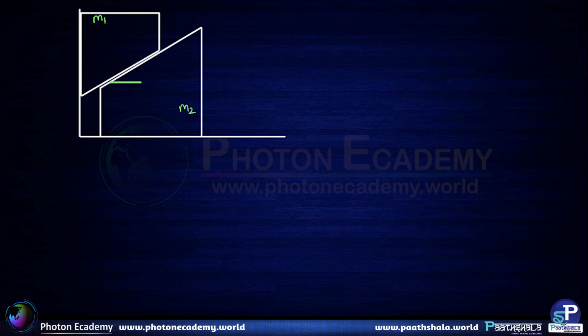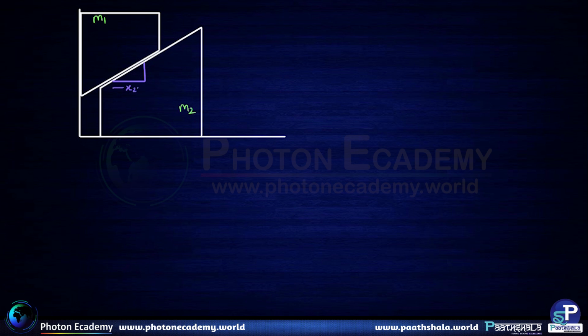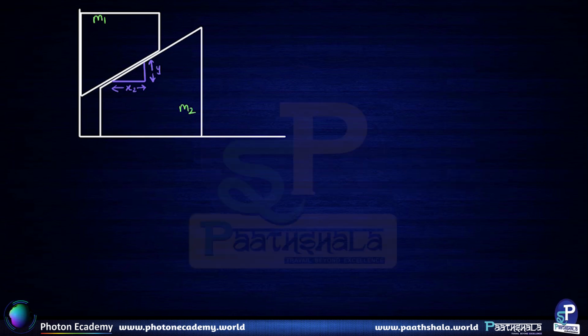If the block of mass m2 shifts towards the right hand side, then the block of mass m1 will have to come down in order to occupy that space. So if the block of mass m2 shifts towards the right hand side with x2, let us say x2 is the displacement of block m2 towards the right hand side, then the block of mass m1 will have to come down a distance, let us say y1.